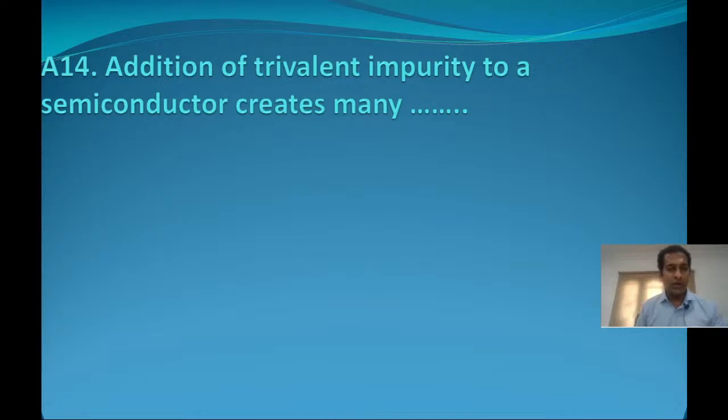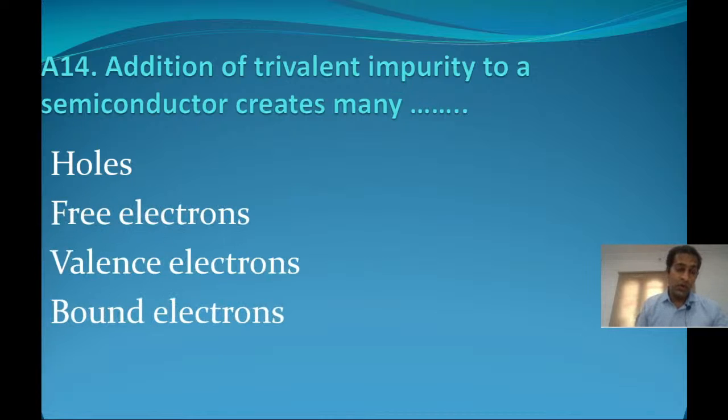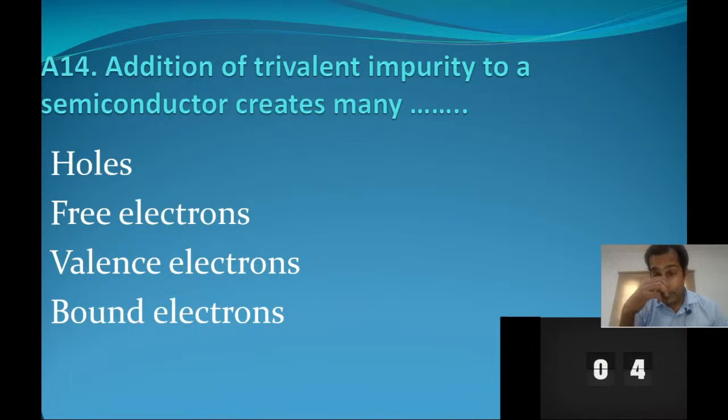Next question: addition of trivalent impurity to a semiconductor creates many dash dash. So we have holes, electrons, valence electrons, or bond electrons. Again, the same logic. Either it is taking electrons or giving electrons. Tri means 3. We are adding an atom that has 3 electrons in the outermost shell to silicon or germanium. They have 4 valence electrons in the outermost shell. So those 4 require another 4, but we are giving only 3. So what will happen?